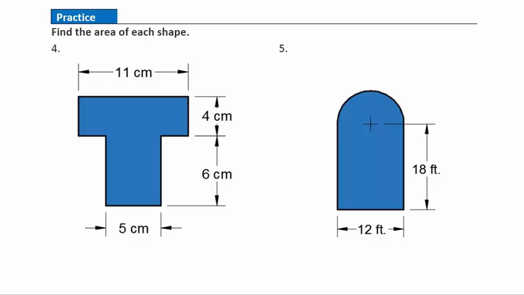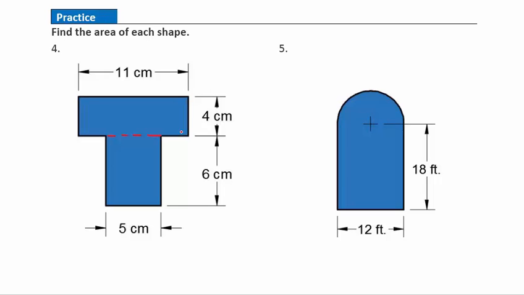Alright, question 4. We're asked to find the area of this shape. Well, this shape is not pictured in our area formulas, but we can make this shape with our area formulas that we have. What we can do here is we can divide this off this way, and that is actually going to make 2 rectangles. So I'm basically thinking I'm going to divide these rectangles right there and make 2 rectangles.